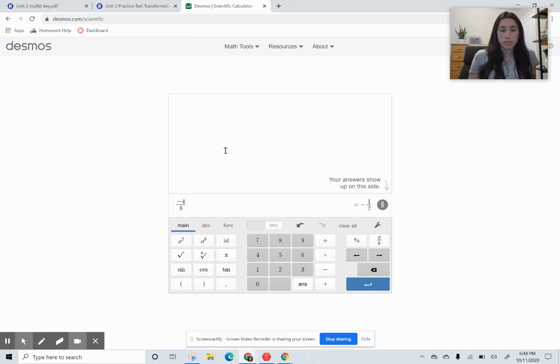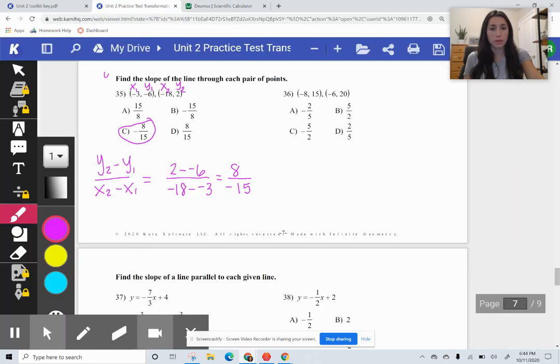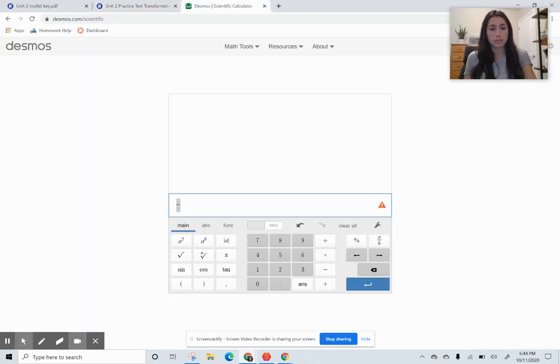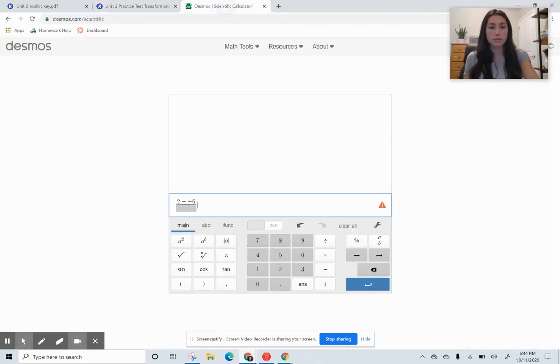So if you wanted to type this in here, just as a little example, let's go here. What did we have? 2 minus negative 6. Let's just check our work. Whoops. 2 minus negative 6. I wanted you to see how to actually type it in. And I've got negative 18 minus a negative 3. Negative 18 minus negative 3. And then you'll see here we can convert our answer back into a fraction, negative 8 over 15.